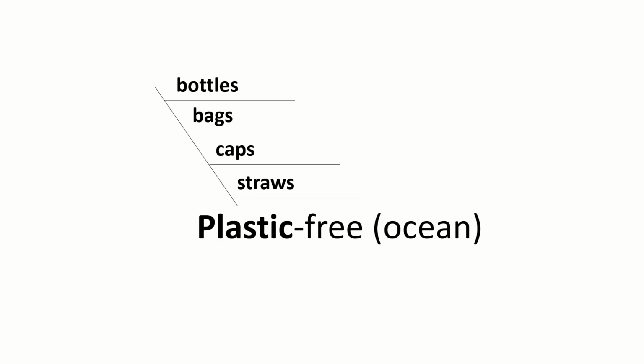What they did is to create a mind map for each of these 3 words: plastic, plastic free, and ocean. So for plastic, they thought about the different types of plastics that end up in the ocean, like plastic bottles of water, plastic bags, or cups, or soft drink cans, or even straws.